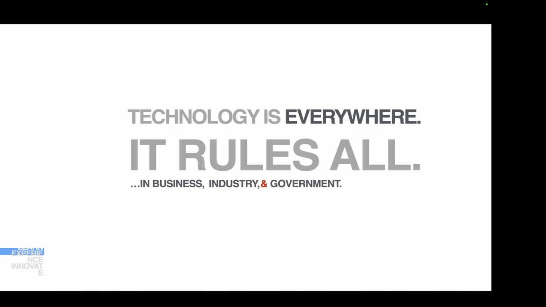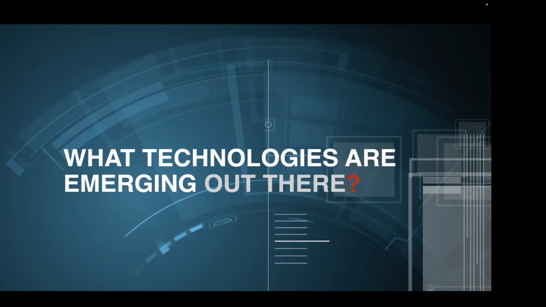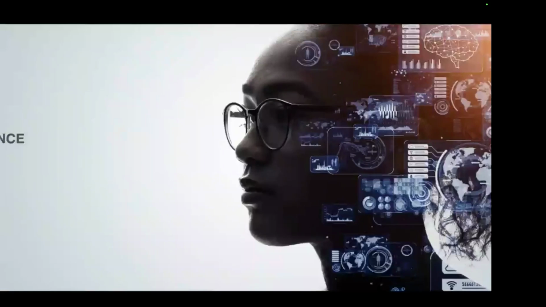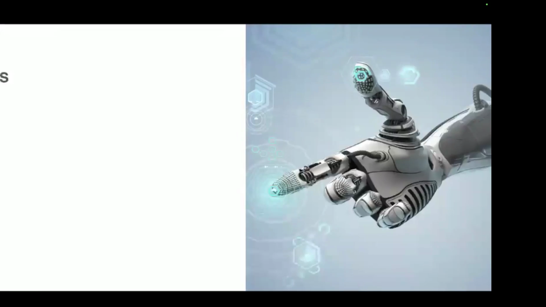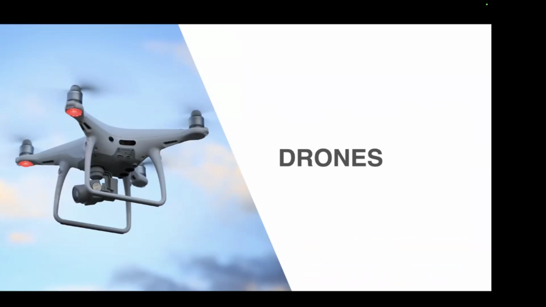Technology is everywhere. It rules all. Here are some emerging technologies you'll see more of in society, like artificial intelligence, bots, autonomous vehicles, drones, the Internet of Things. So anything, any device connected to the internet.